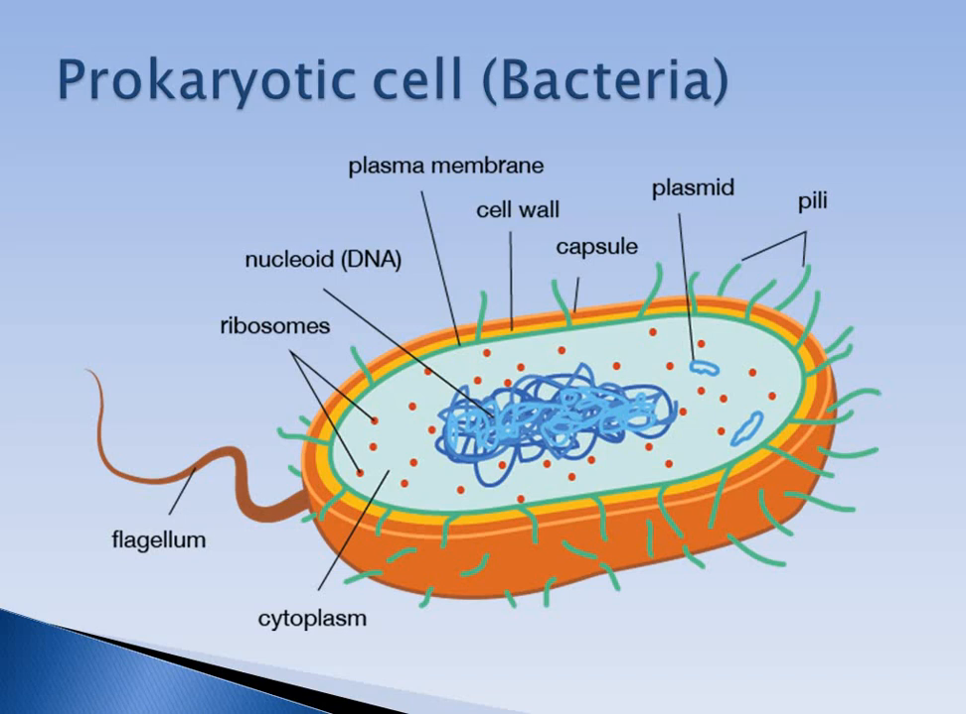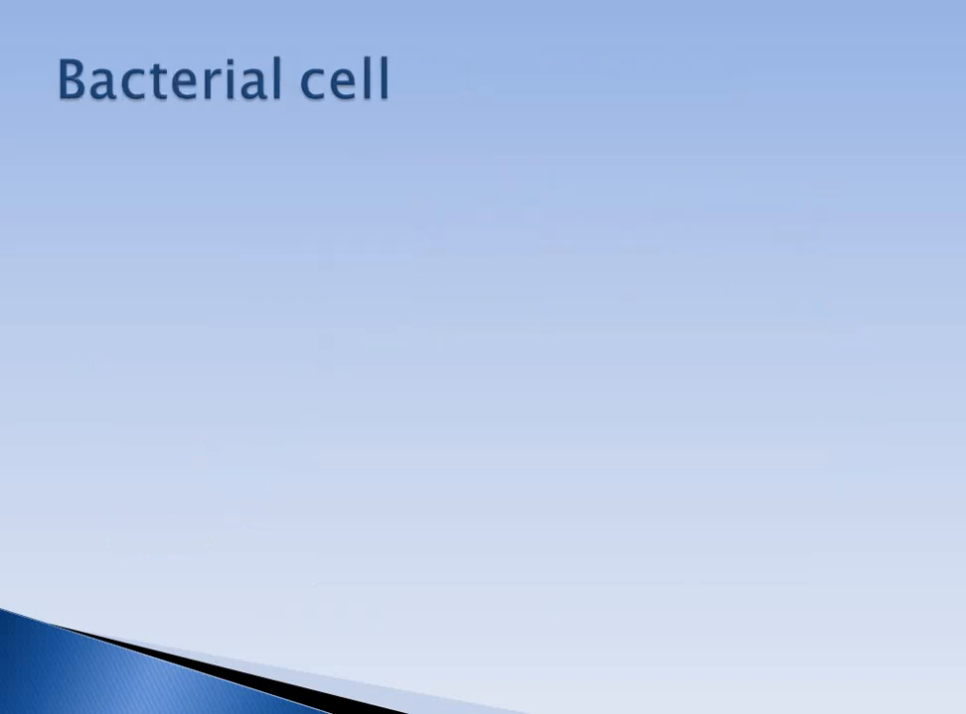Just like the eukaryotic cell, they also have a plasma membrane. Outside the plasma membrane, there is a cell wall. And outside the cell wall, some of the bacterial cells have a capsule. They also have extra nuclear material, that is plasmids, pili, 70S ribosomes, flagellum, and cytoplasm.